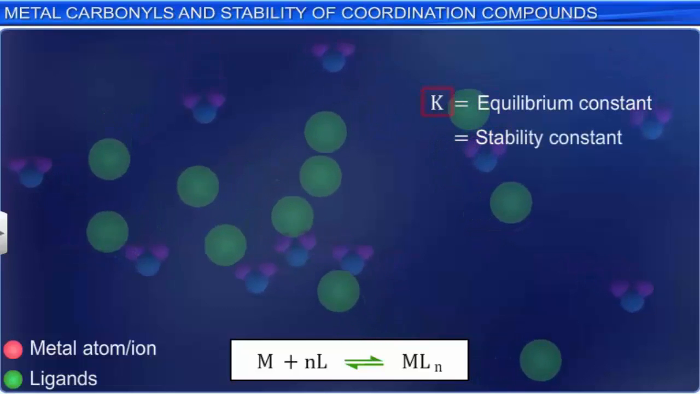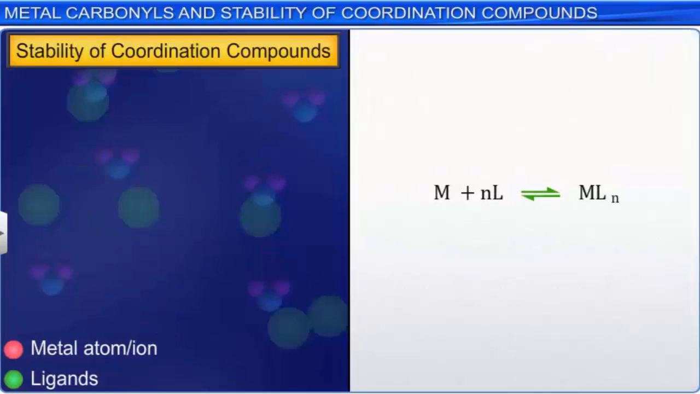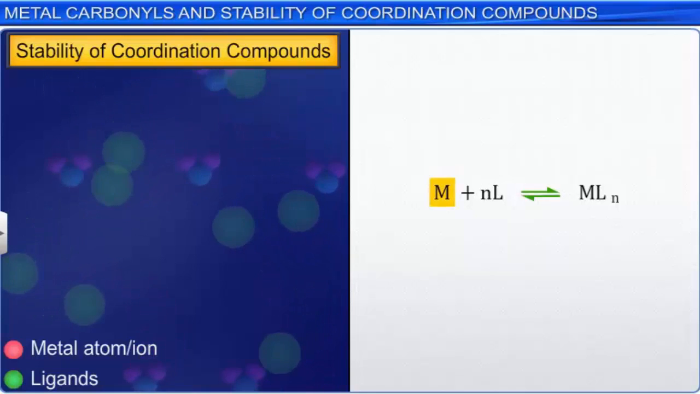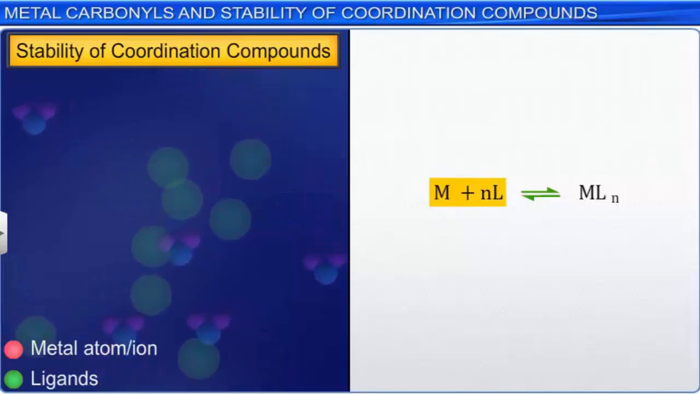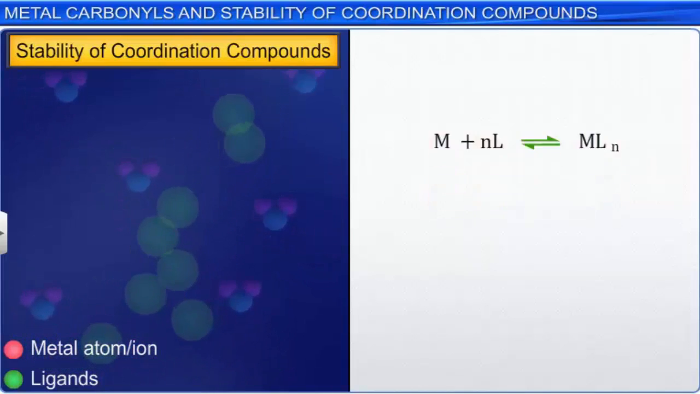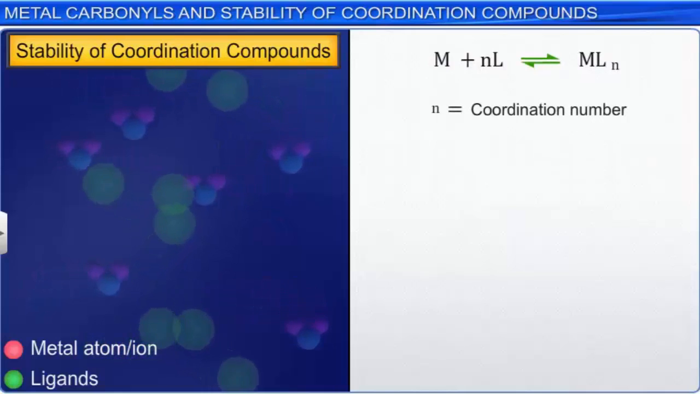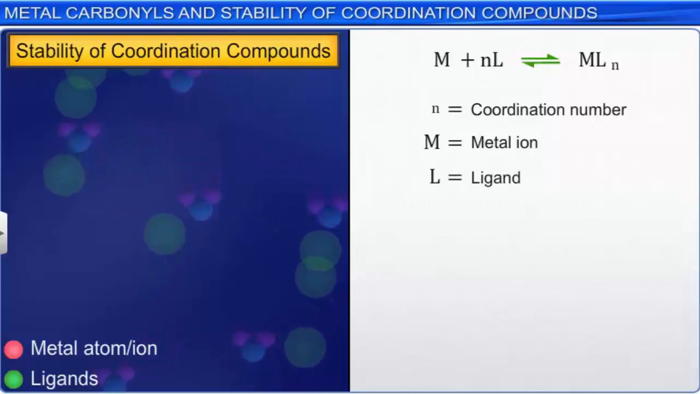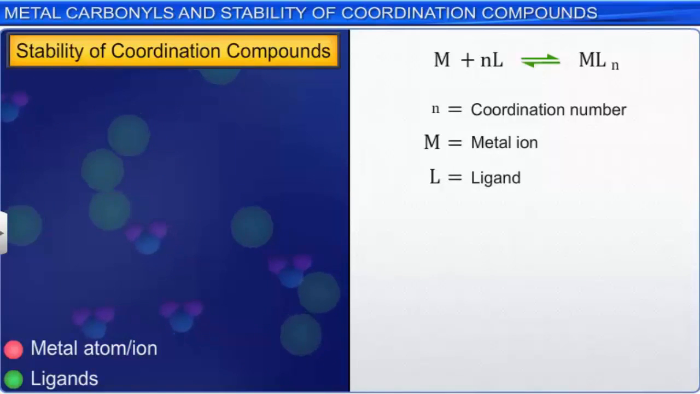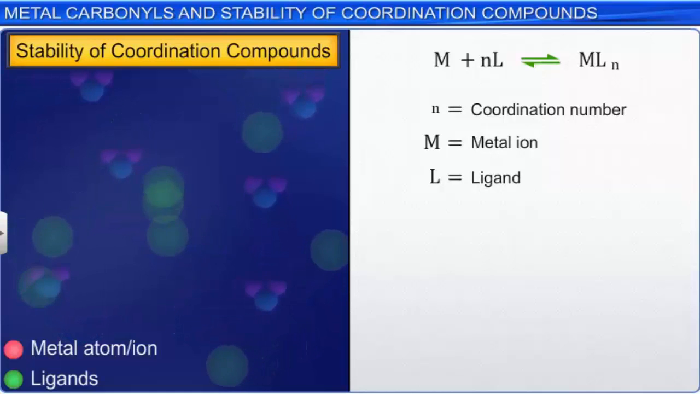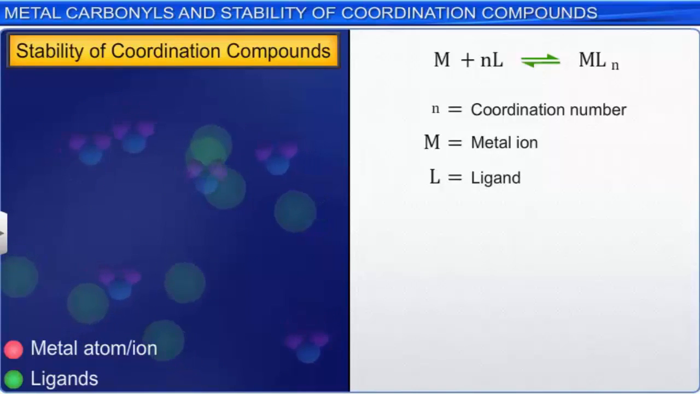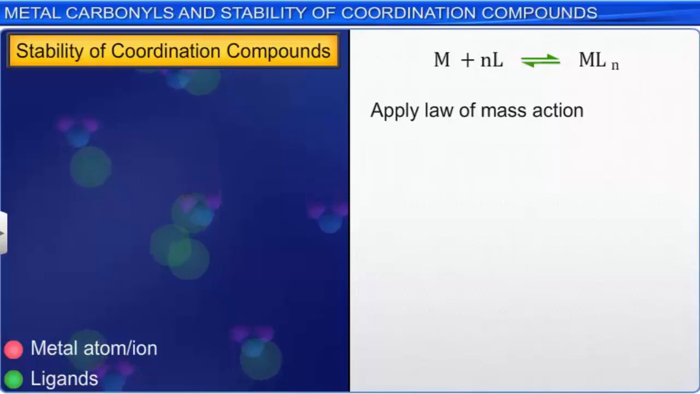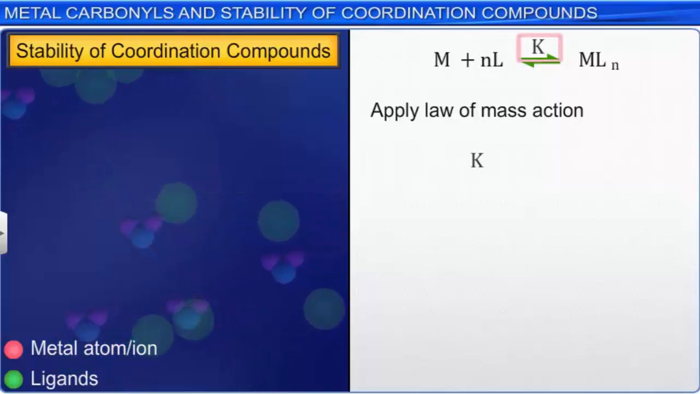The reaction between the metal ion and the ligand may be represented as M plus nL in equilibrium with MLn, where n represents the coordination number of the metal ion M for the ligand L. Note that the charges are omitted for the sake of generality. Now, applying the law of mass action to this equilibrium, we get K is equal to the concentration of MLn divided by the concentration of M multiplied by L raised to the power n.